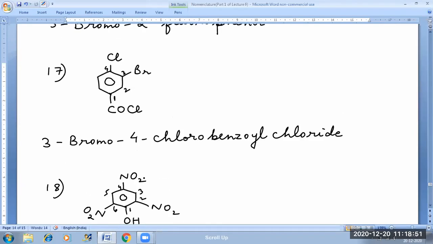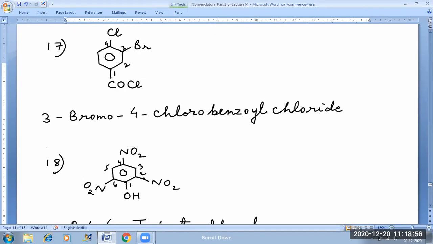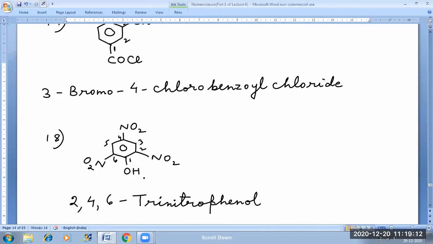Eighteenth one. So again, if you see, OH is the principal functional group. So OH is again directly attached to the benzene ring. So the carbon containing OH will be numbered 1, and all the other things which are attached to the benzene ring will be treated as substituents. So this will be the name of the compound.